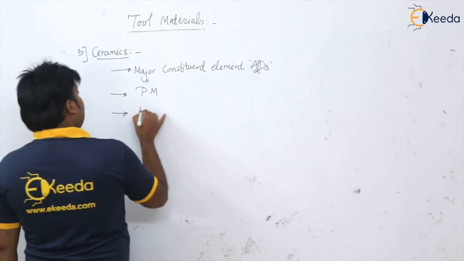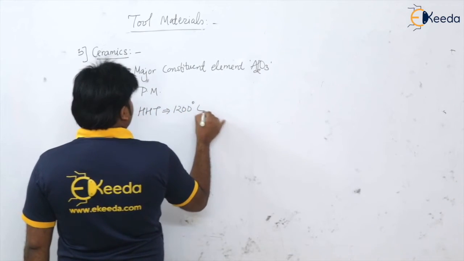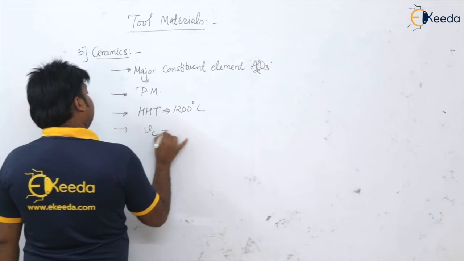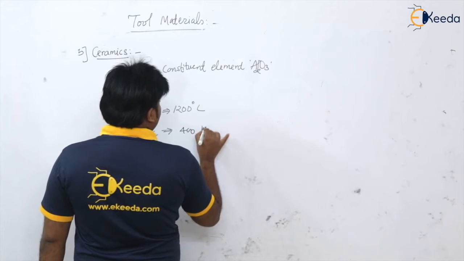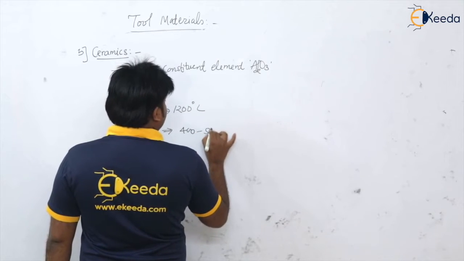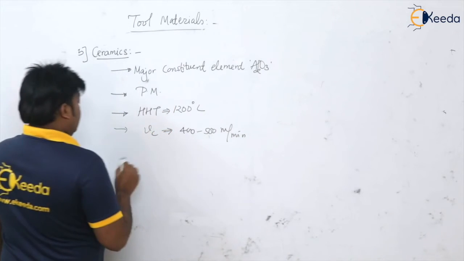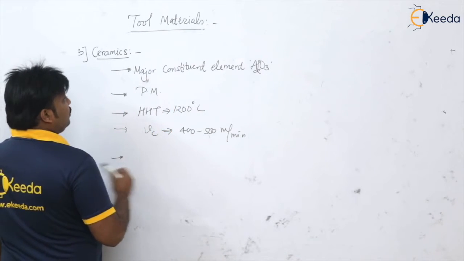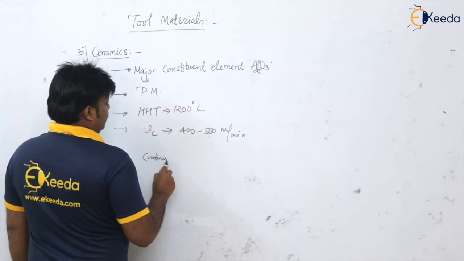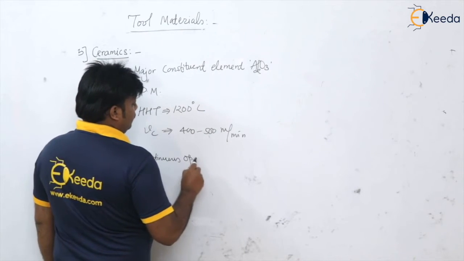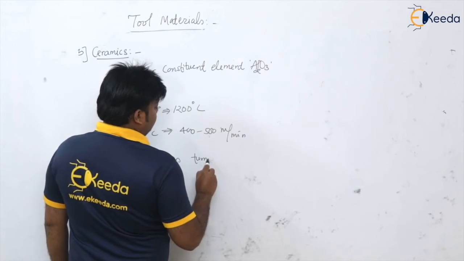Okay, the hot hardness temperature is around 1200 degrees centigrade, whereas you can have the cutting speed from 400 meter per minute to 500 meter per minute. And it can be used for continuous operations like turning.